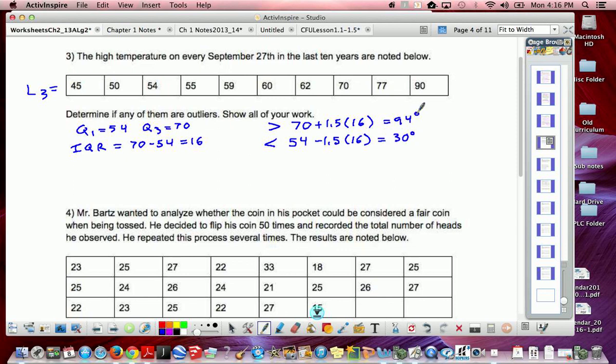So if I look at my temperatures, I don't have any temperatures less than 30 and greater than 94. So we have no outliers, since we have no points greater than 94 degrees or less than 30 degrees.